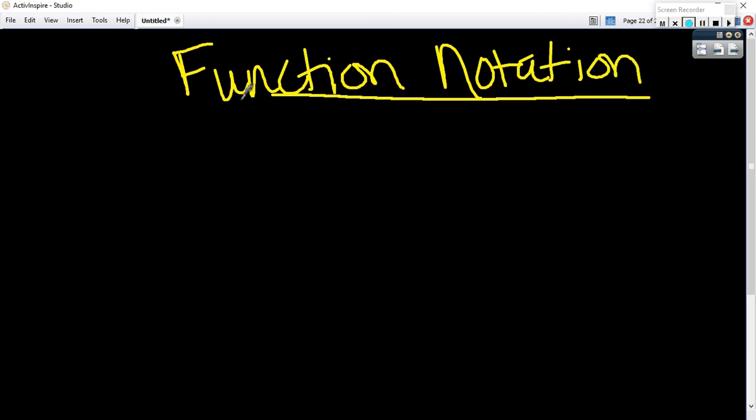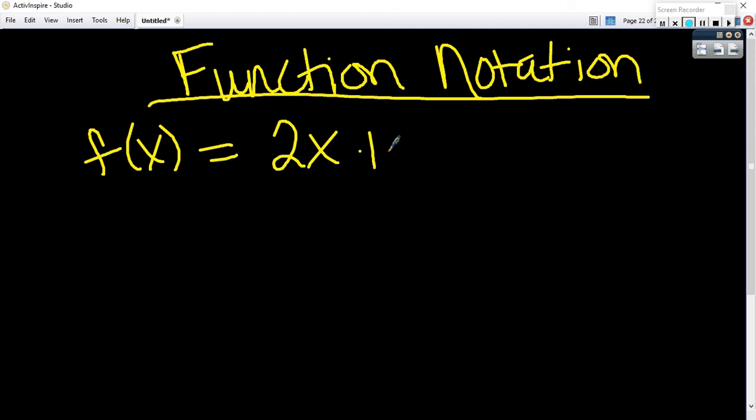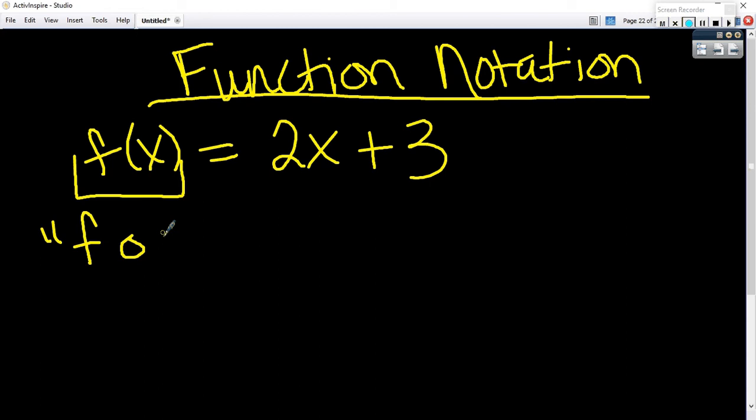You've probably seen, as you've been working, something that looks like this. Have you seen that before? We read this as f of x. It's just telling us that the equation that follows is a function.